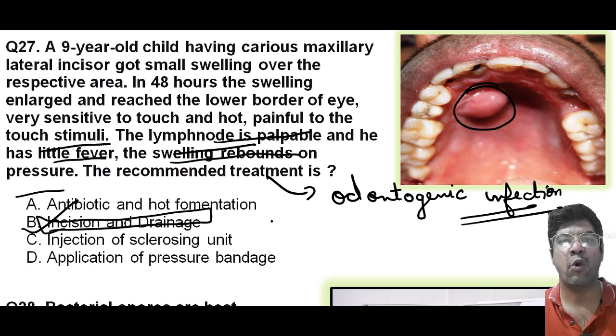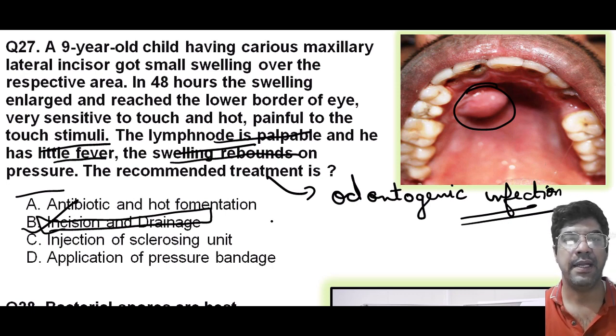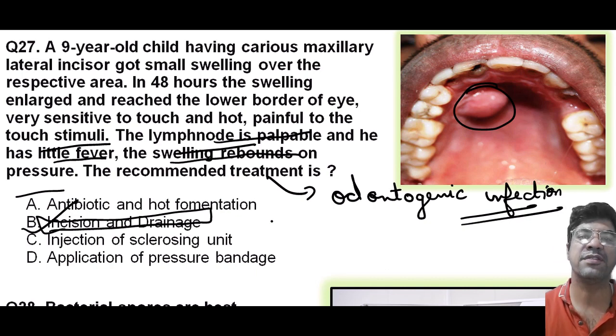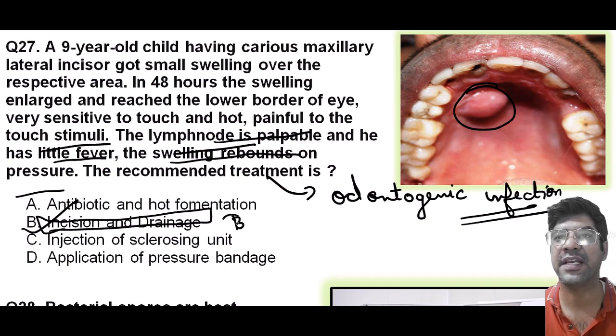Antibiotics and hot fomentation may be part of the treatment plan, but they are not the primary treatment for an abscess. Antibiotics can help to control the infection systemically, but the primary focus should be on draining the abscess. So that is why your answer here is B.